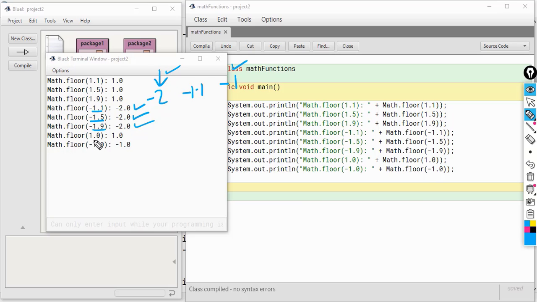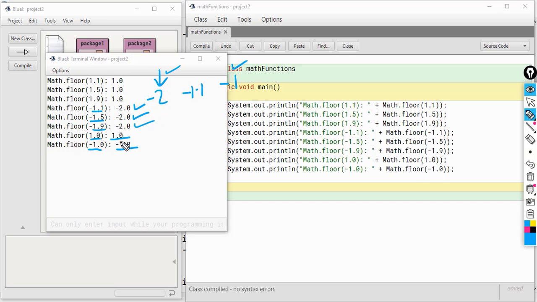And if the decimal part is 0.0, then it is going to be the same number. For example, the floor value of 1.0 is 1.0. The floor value of minus 1.0 is minus 1.0.